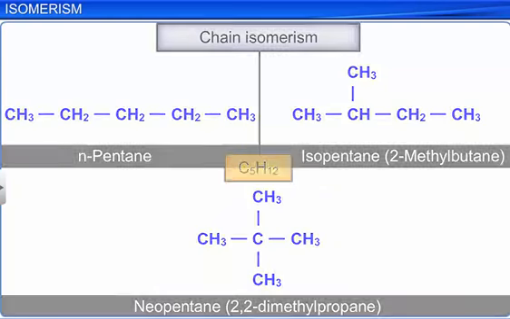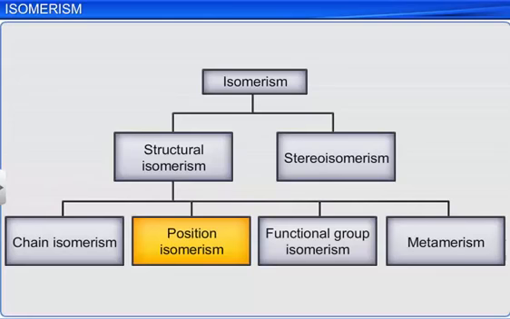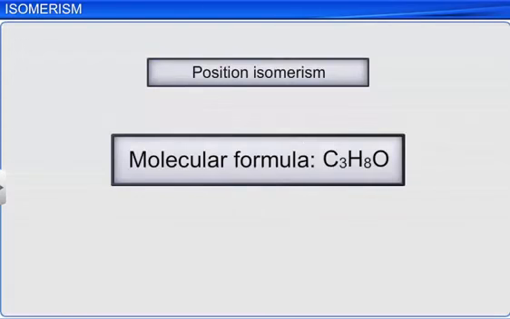Now, let's look at position isomerism. Compounds that have the same molecular formula, same chain, but which differ in the position of the substituent or functional group are known as position isomers, and the phenomenon is known as position isomerism. For example, the molecular formula C3H8O represents 2 position isomers.